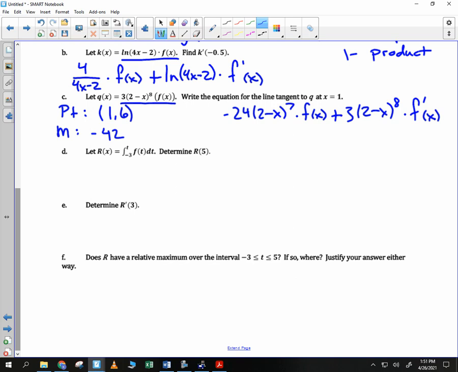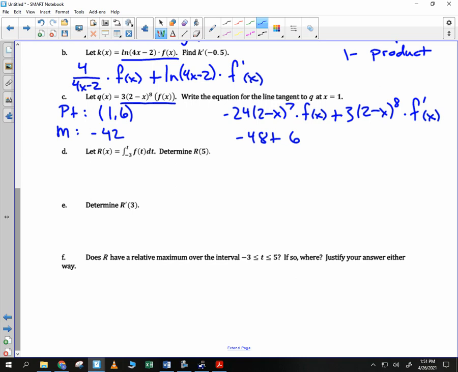So if I do the chain rule on the inside, the derivative of the inside is negative 1. Yep. Allie, did you concur? Yeah, I got that. Okay, I'm going to go with it then. I got negative 48 and then I got 6. Negative 48 plus 6 for a total of negative 42.